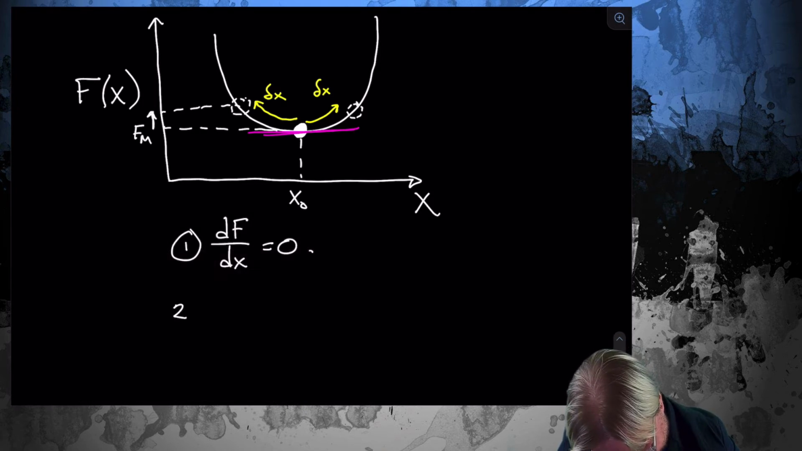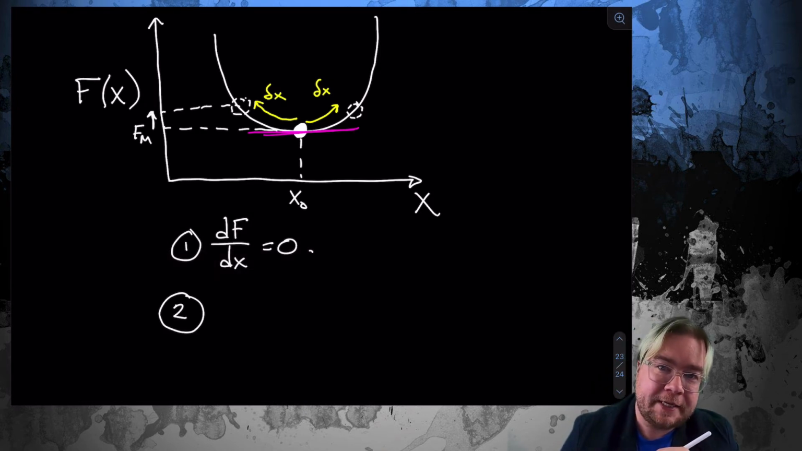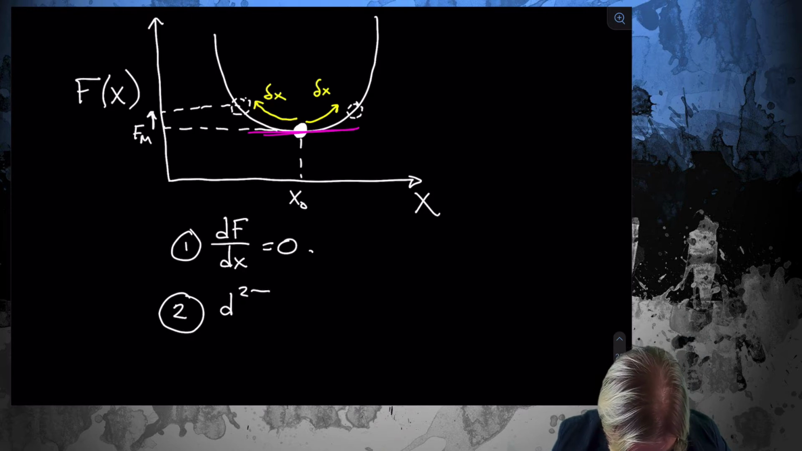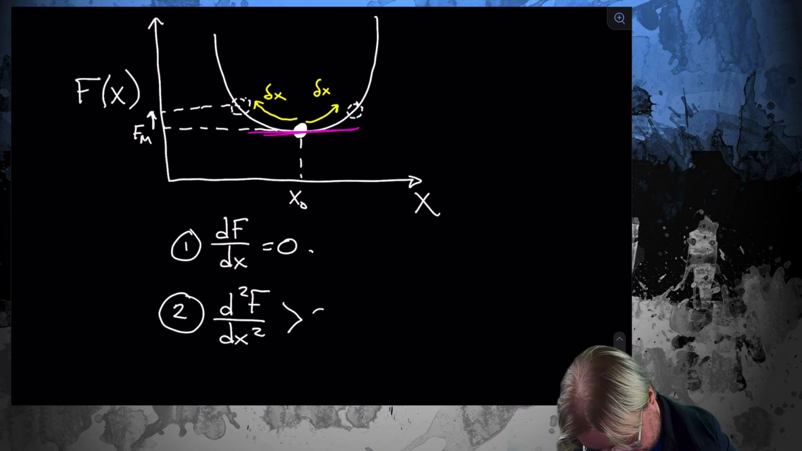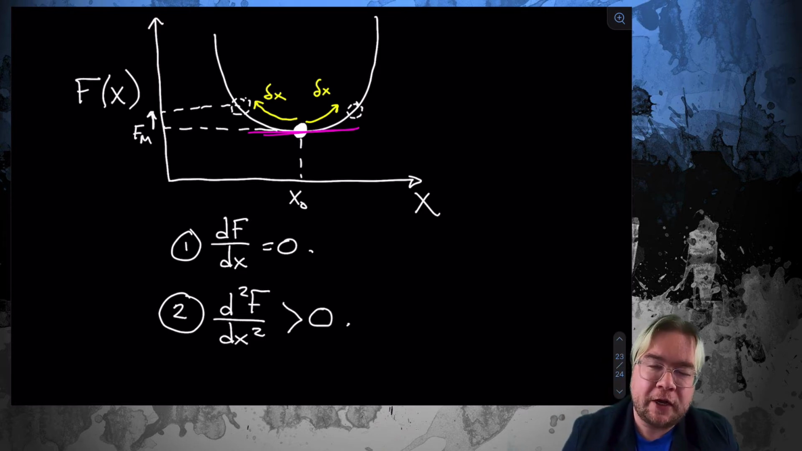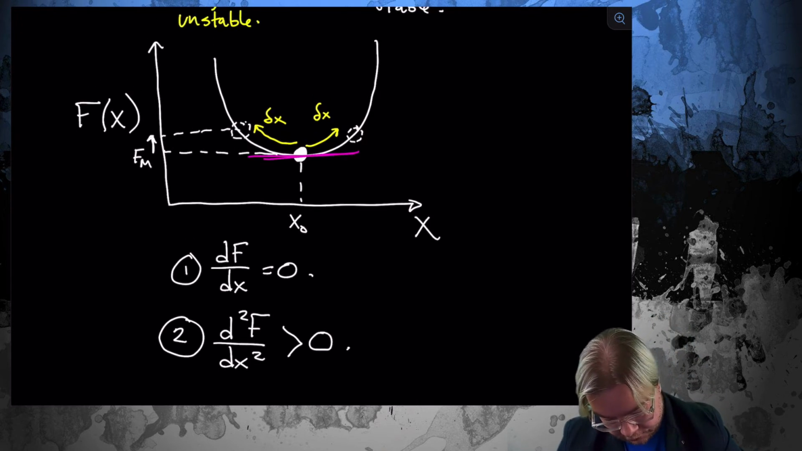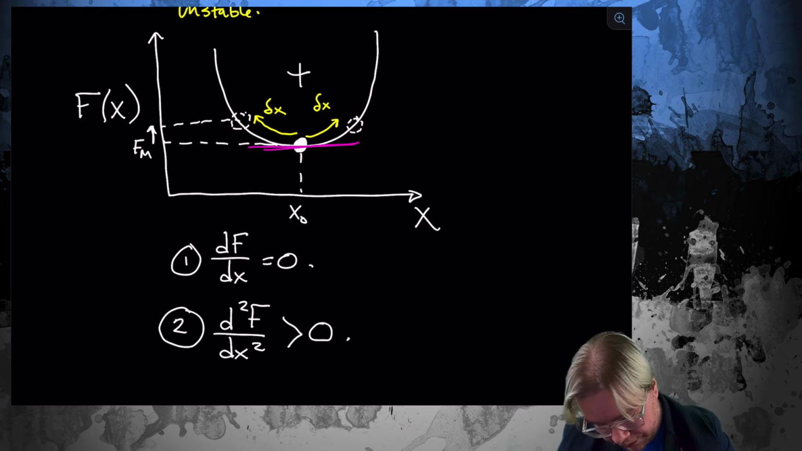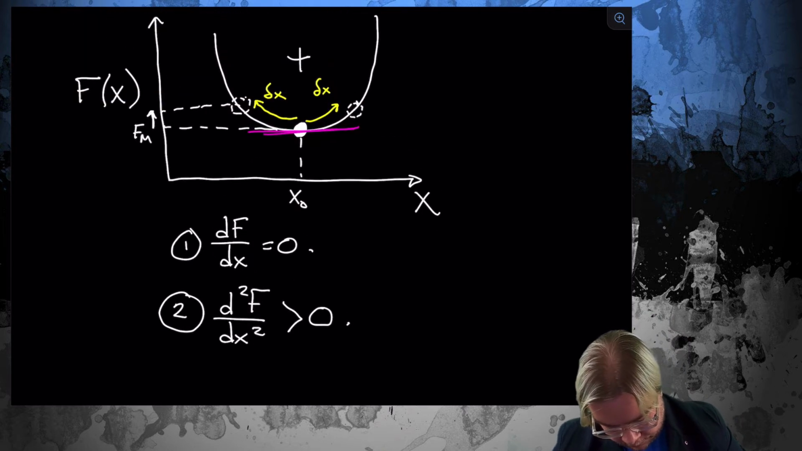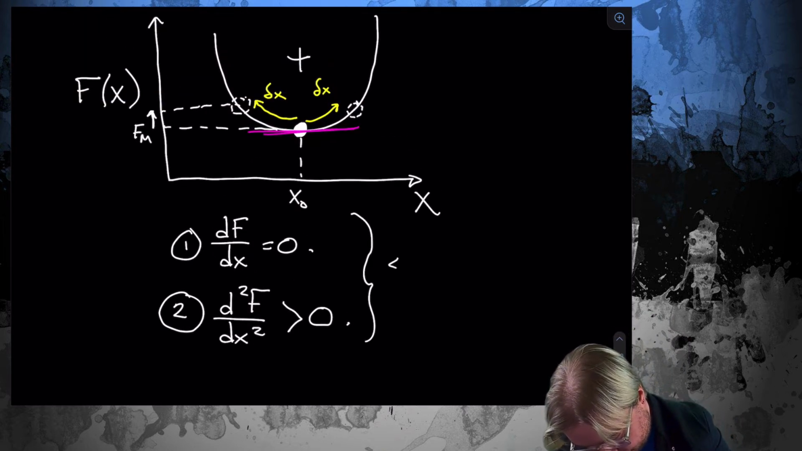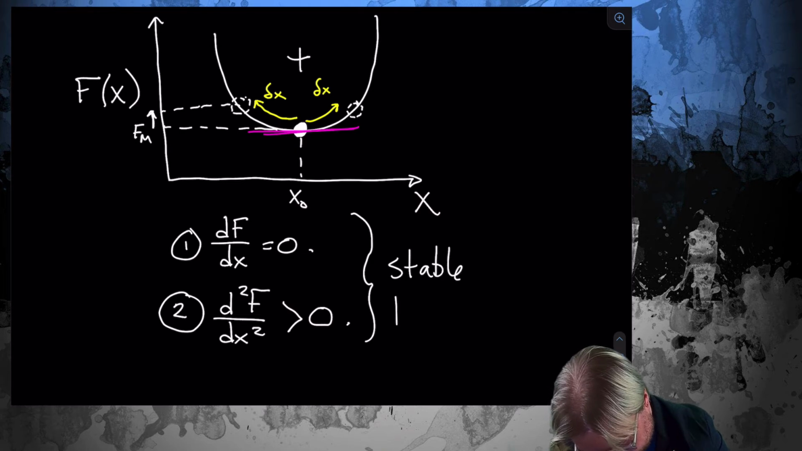The second thing is that if this is to be stable, then the second derivative with respect to x should be what? It should be positive. Because the second derivative tells me how concave the function is, whether it's concave up or concave down. So if that second derivative is greater than 0, then my function has positive concavity. Okay, so these give me stable points.